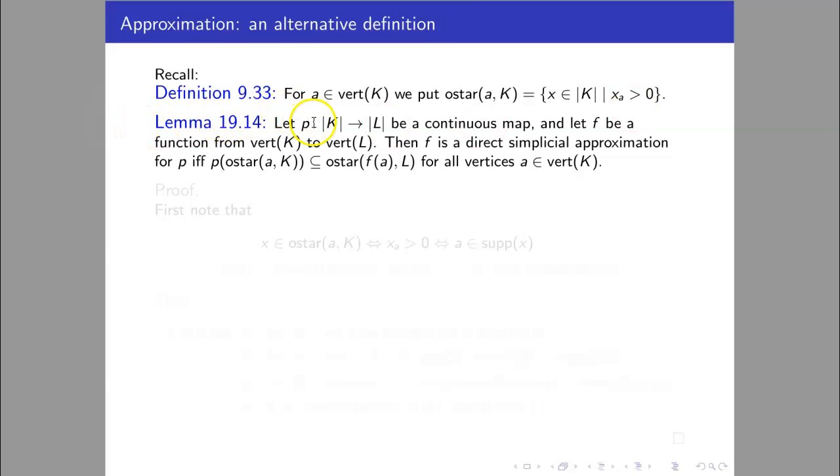So here's the lemma. We've got some continuous map P from mod K to mod L, as we've been discussing, and a map F from vert K to vert L. And we're going to say that F is a direct simplicial approximation for P if and only if P sends the open star of A to a subset of the open star of FA. That's for every vertex.